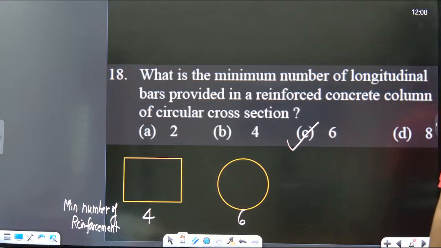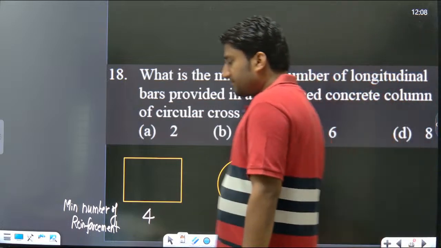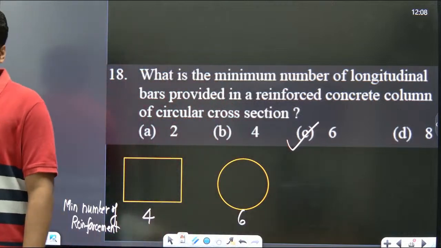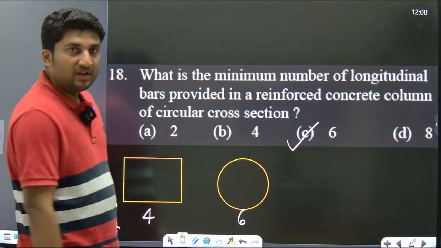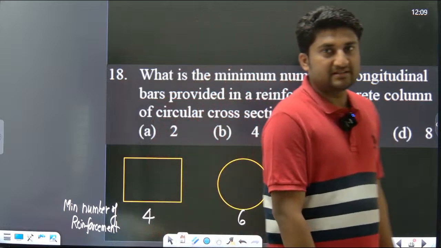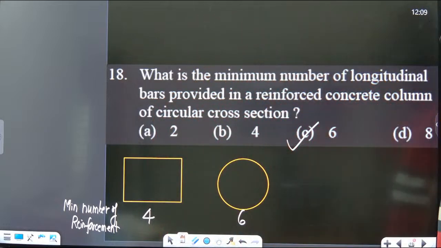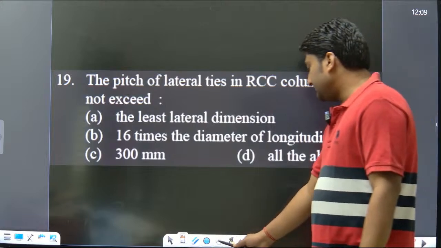Yes, for one-way shear, D from the face of the column. For two-way shear, D by 2 from the face of the column. Very, very good, Vignesh. But in the previous question, it was asked about the bending moment. So that is why the face of the column is the correct answer. Now moving ahead, answer this question.